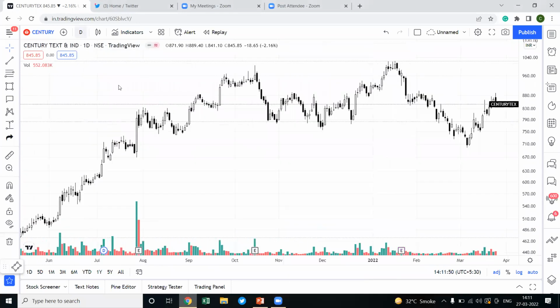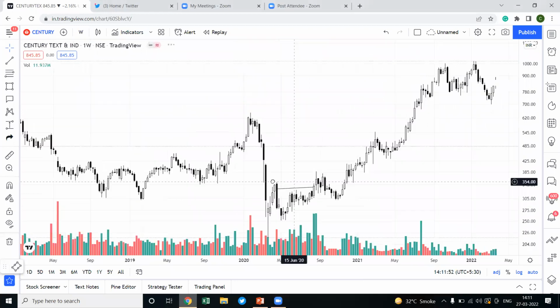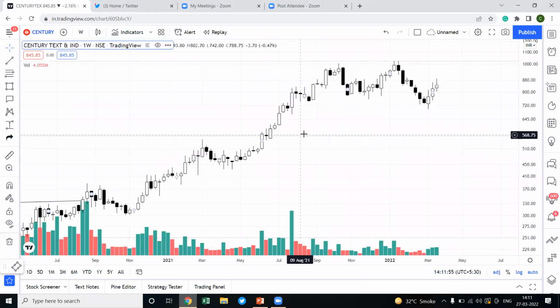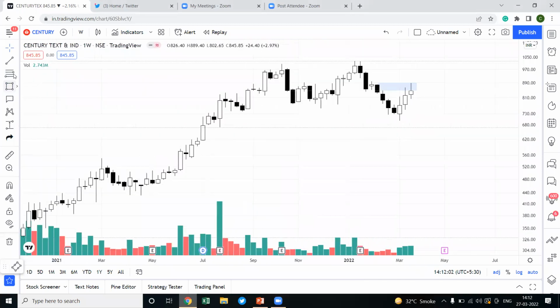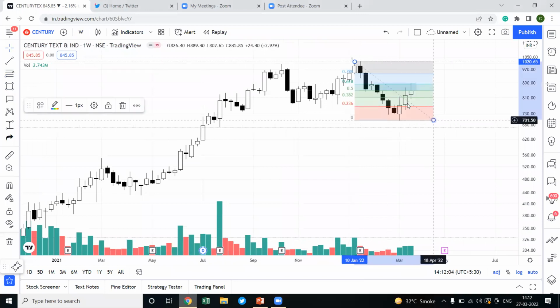So Century Textile will be first. The first thing that I usually see is the weekly chart, and over here in Century Textile, there are two big formations which are worrying me, and there would be some Fibonacci resistance as well. So over here we can see that the 900 level is a good resistance level. It has a Fibonacci resistance level as well.